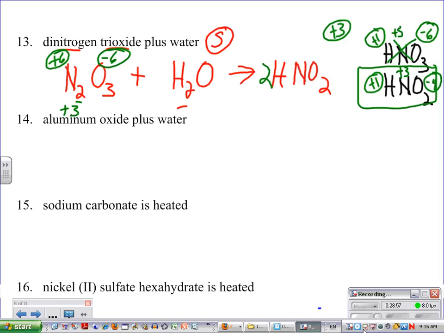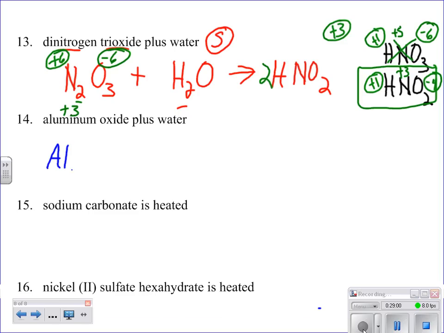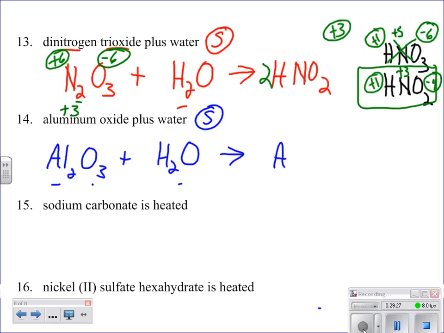Okay, next one we have aluminum oxide plus water. AlO3 plus H2O. In this case, it looks to me like we have a metal oxide plus water, which we see classified as a synthesis. So a compound plus a compound just yields a bigger compound. So what would be the name of the product that's formed in this case? Aluminum hydroxide. So Al with a +3, OH with a -1, and that's all there is to it.